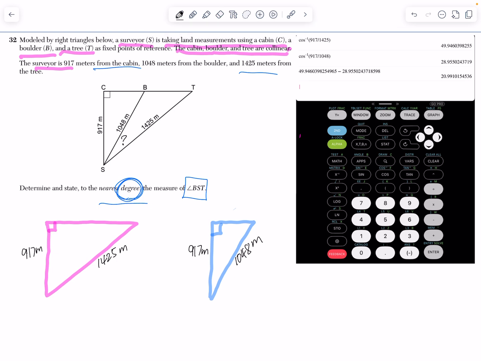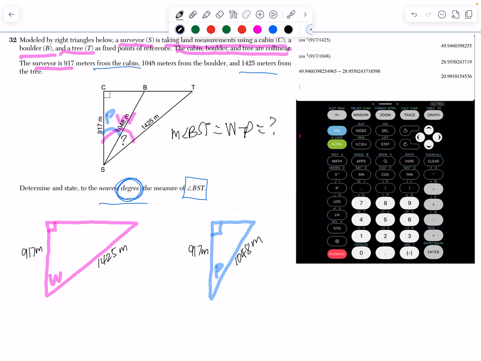In the big right triangle, we don't know what this whole angle is, so we'll call this W for whole. And in the small right triangle, we don't know what this part right here is, so we'll call it P for part. The main idea is, in order to find the measure of angle BST, we're going to subtract W minus P to get our question mark.